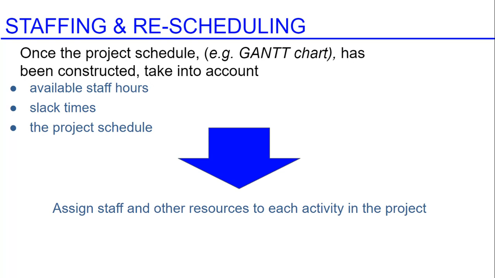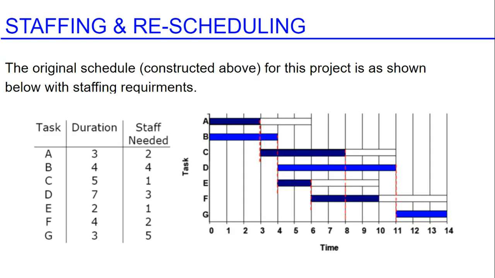Staffing and rescheduling: assign staff and other resources to each activity in the project. So that is going to be one of the steps that we have to do. In this example right here, we have that original schedule from above that we've talked about before. And now we're showing our tasks, our durations, and then our staff needed.